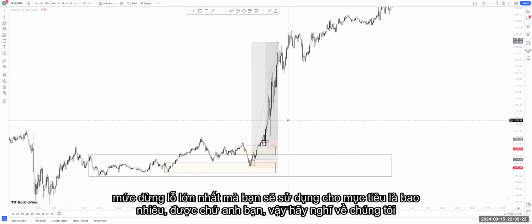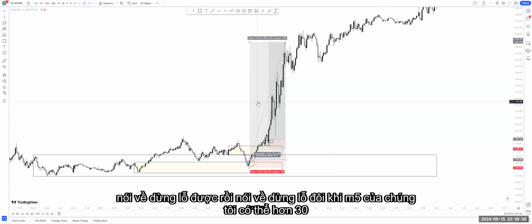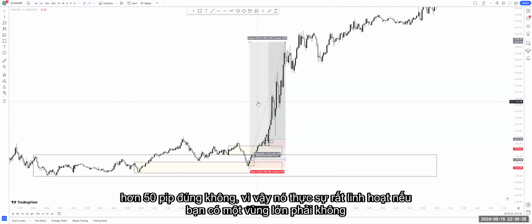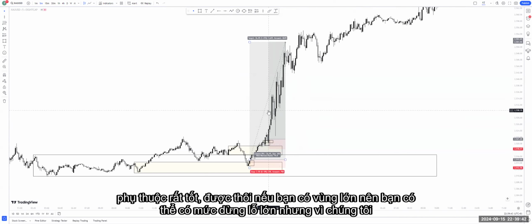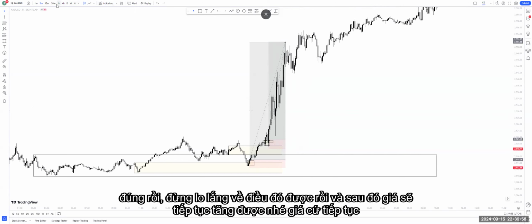Is it impossible? What is the largest stop loss you would use on gold? All right, brother. Talking about stop loss, sometimes our M5 could be more than 30 pips, more than 50 pips, right? So it is really, really flexible. If you have a big zone, it depends. Very good. If you have a big zone, you might have a big stop loss. But since we are using the M5 candle, an M5 zone cannot be more than 100 pips. Do not worry about that.